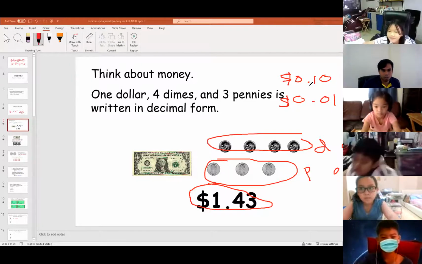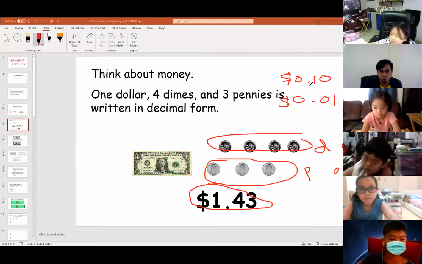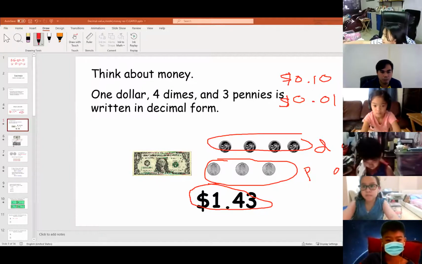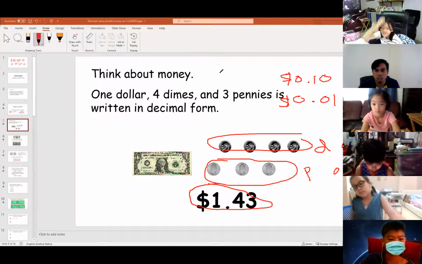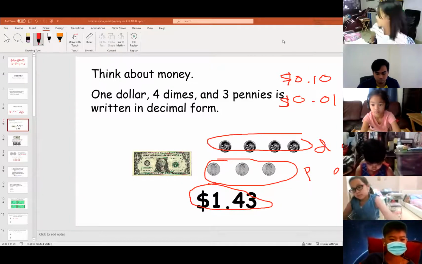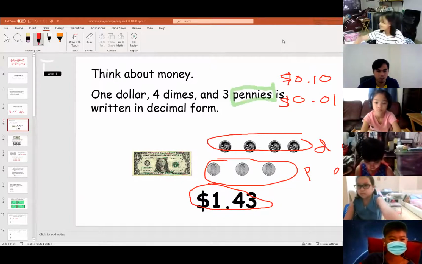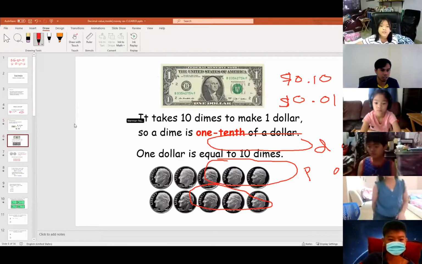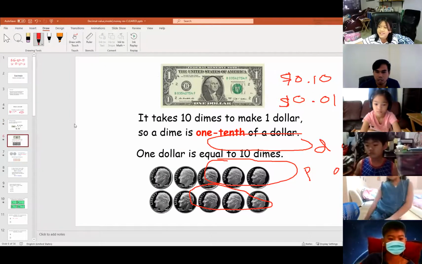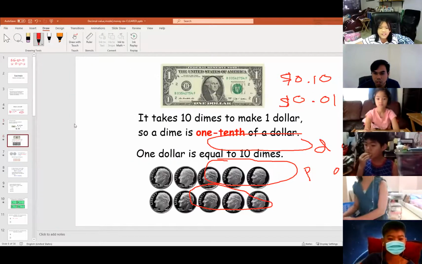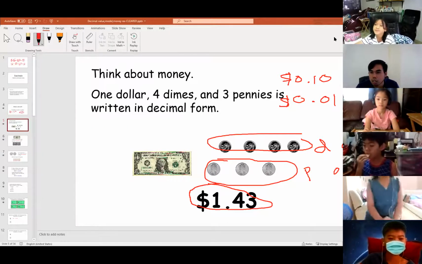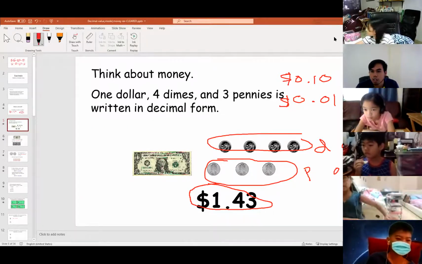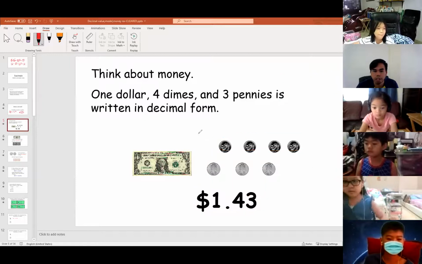Okay, let me just try to. Okay, let's see if we have it in the second one. Wait. Okay. I see students writing on the screen. Who's that? Okay. Why is it written? Why is it notation?